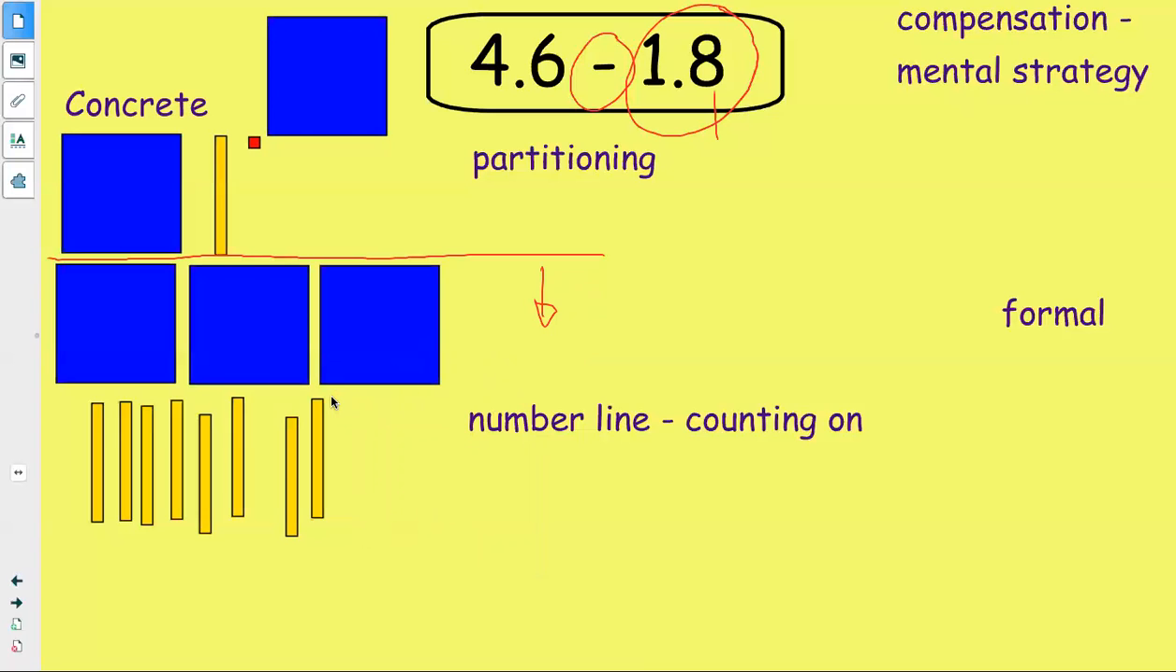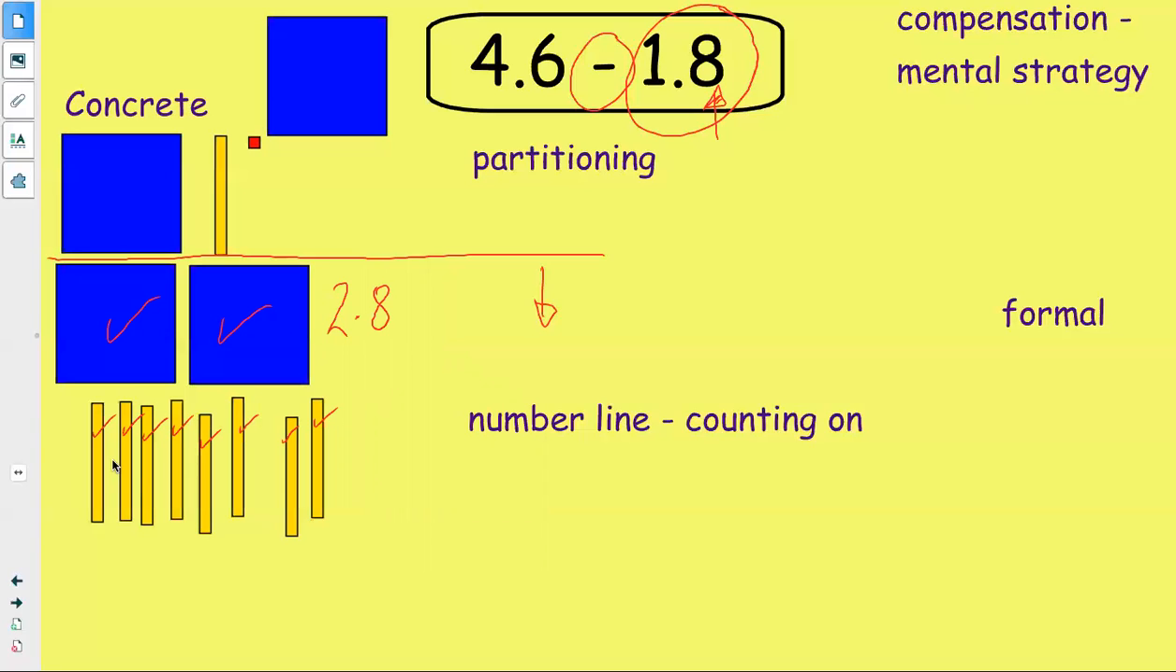So there's this part here. And then I need to take a whole away as well. 1 whole unit. So I'm going to delete that whole unit there. So what are you left with? I'm left with 2 units, and 1, 2, 3, 4, 5, 6, 7, 8 tenths. So 2.8 is your answer.